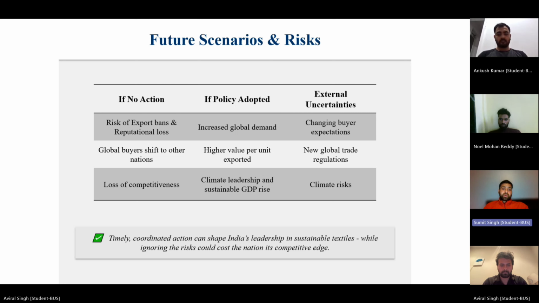Unemployment in textile hubs could rise. The ecological damage already visible will become irreversible. These scenarios are not predictions; they are choices, and we believe India still has time to choose the better path.